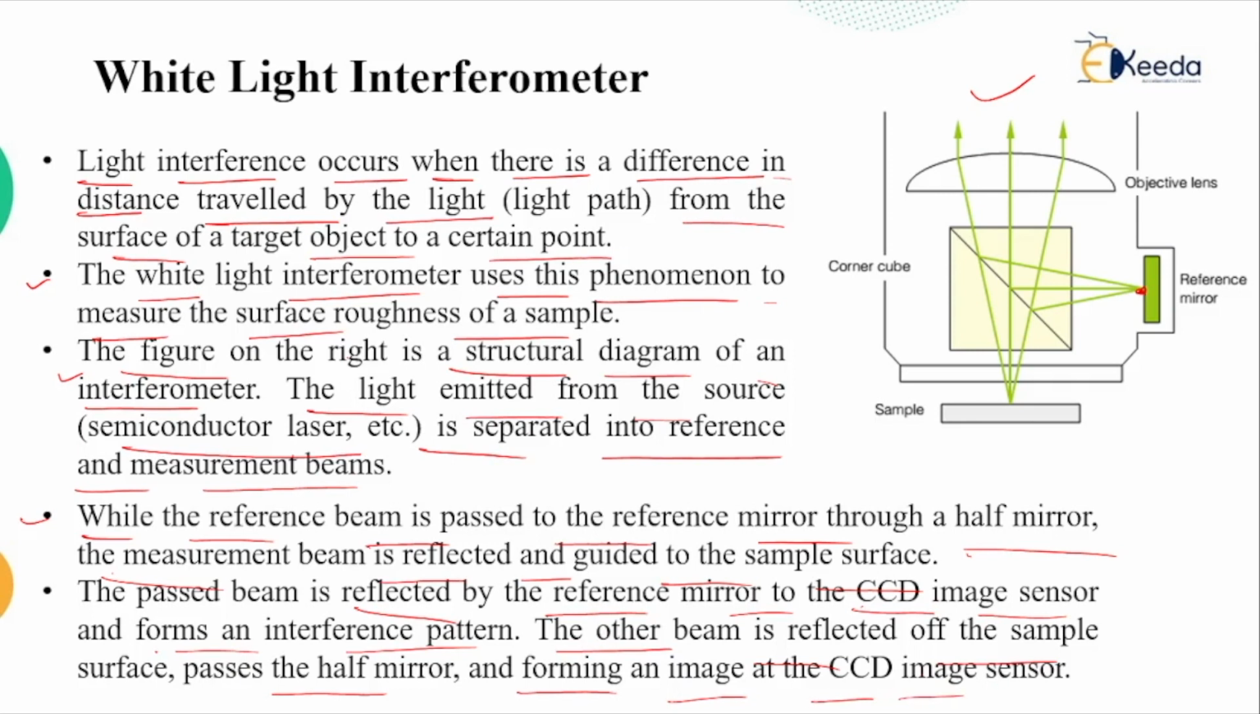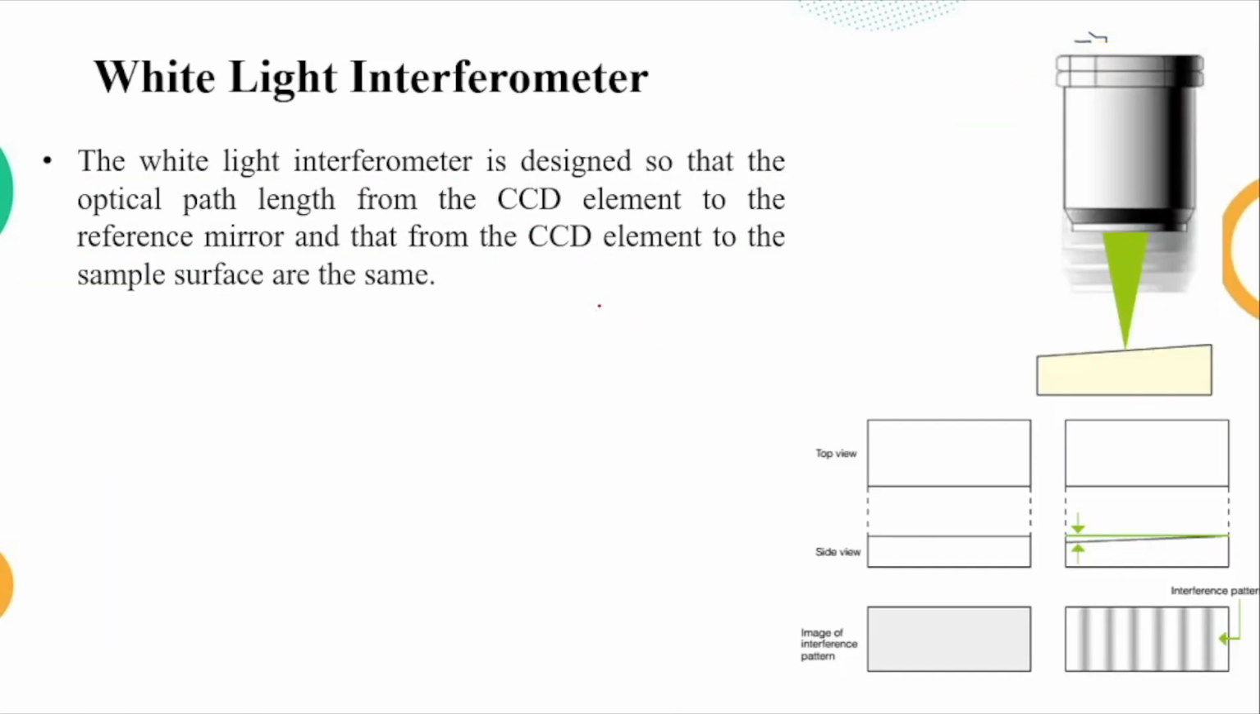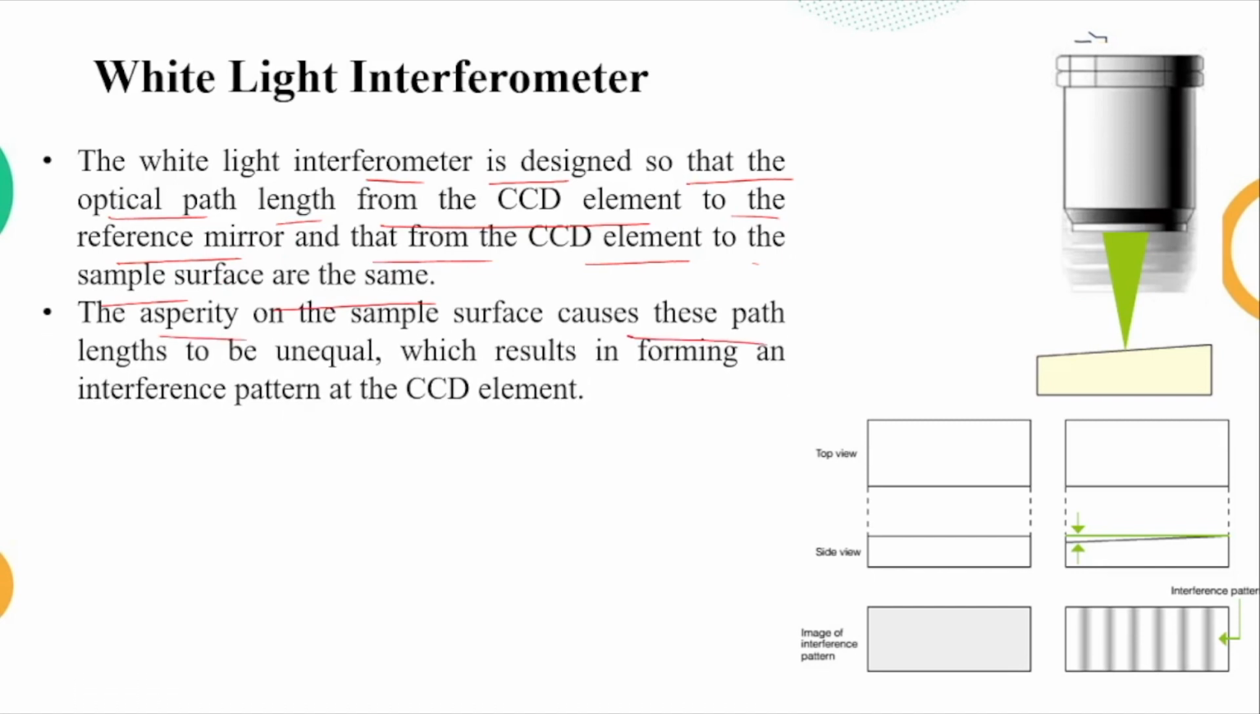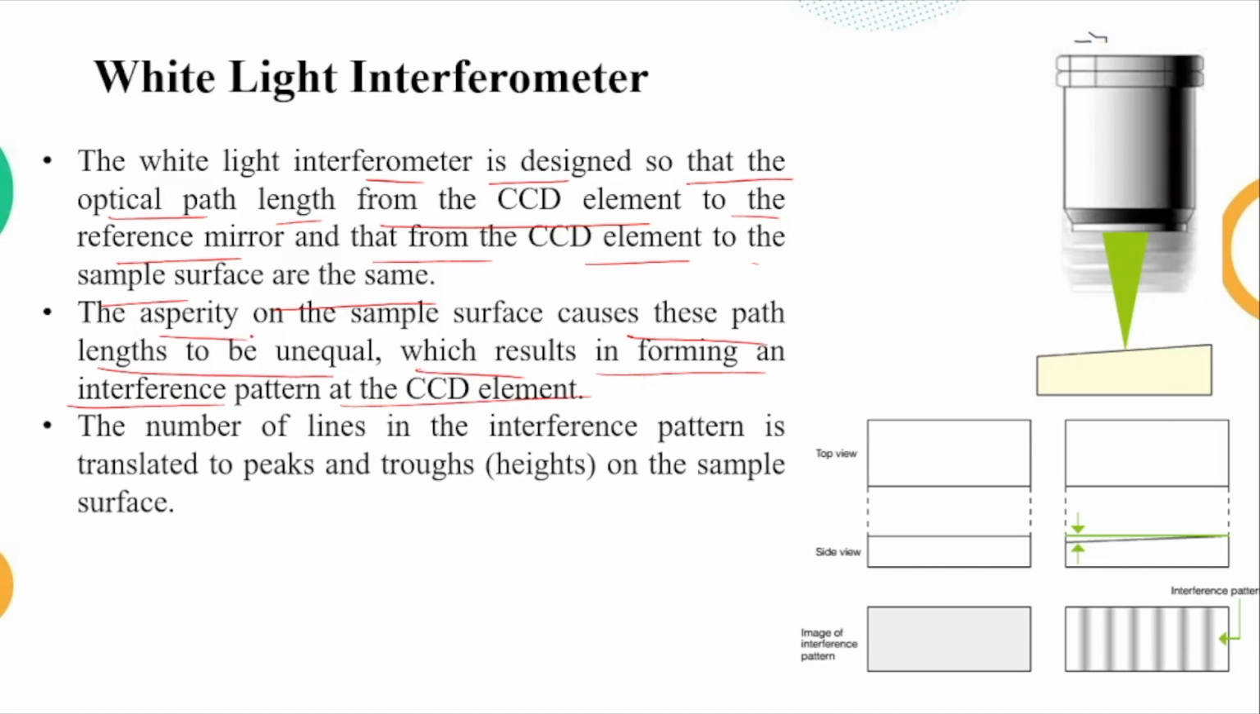So this white light interferometer is designed so that the optical path length from the CCD element to the reference mirror and that from the CCD element to the sample surface are the same. The asperity on the sample surface causes these path lengths to be unequal, which results in forming an interference pattern at the CCD element. The number of lines in the interference pattern is translated to the peaks and the valleys that lie on the sample surface.